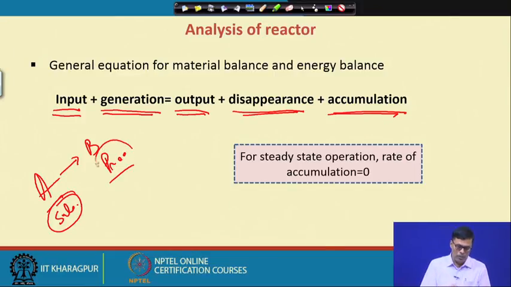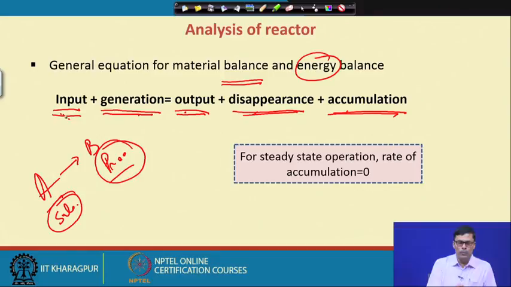This is a kind of balance equation. And if you write the balance equation with respect to product, how can we write it? Rate of product input plus rate of product generation equals rate of product output plus rate of product disappearance plus rate of product accumulation. Now we can write this balance equation with respect to energy also. Rate of energy input plus rate of energy generation equals rate of energy output plus rate of energy disappearance plus rate of energy accumulation.